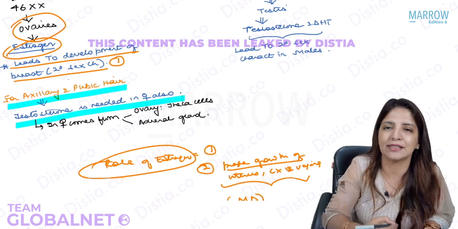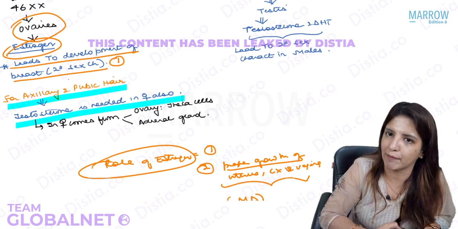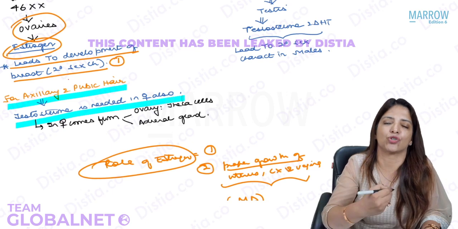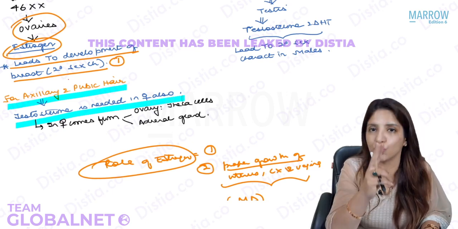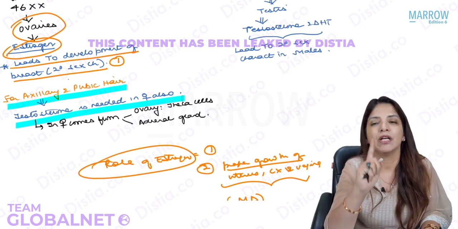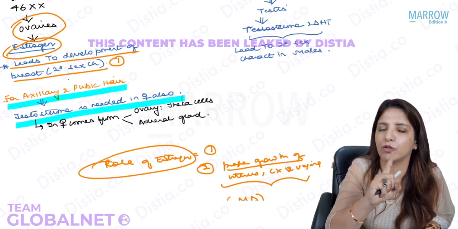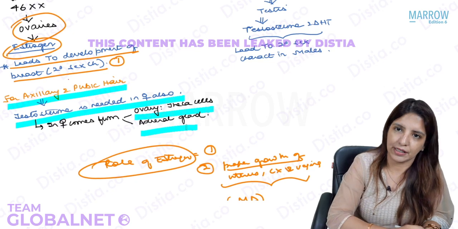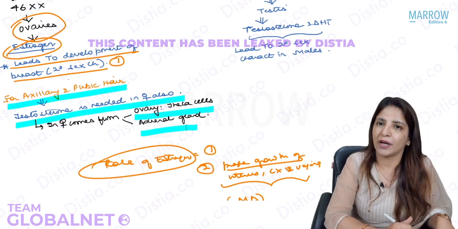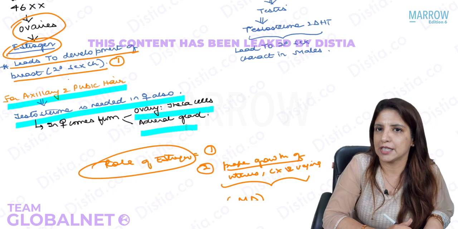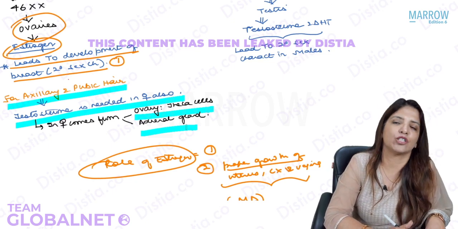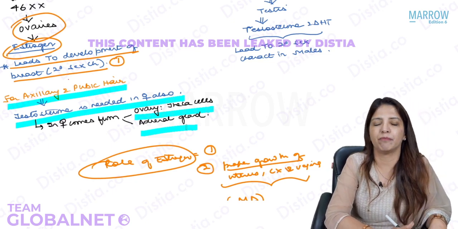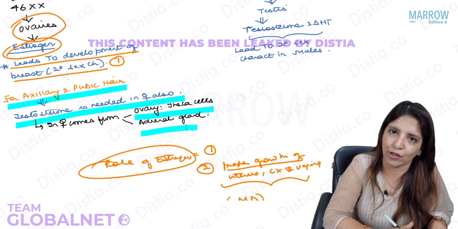And from where does these androgens or testosterone come in a female? The androgens or testosterone in a female come from two sources. Number one, ovary. The theca cells of ovary produce androgens. And number two, the adrenal glands. So in a female, for breast development, the hormone which is needed is estrogen, whereas for pubic hair and axillary hair development, the hormone which is needed is androgens.